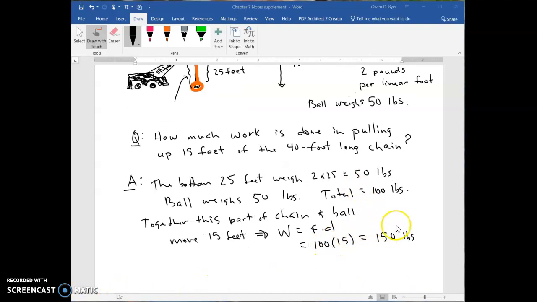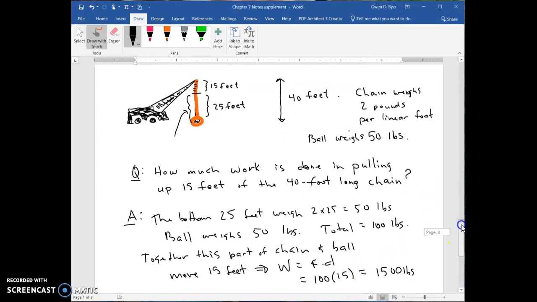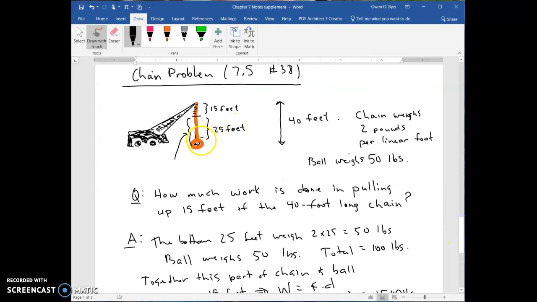Okay, actually I made a mistake there. That's 1,500 pounds, of course, 100 times 15. So is that all we had to calculate? No, we have not at all calculated the work needed to move the top 15 feet. Okay, we've only moved the bottom part.